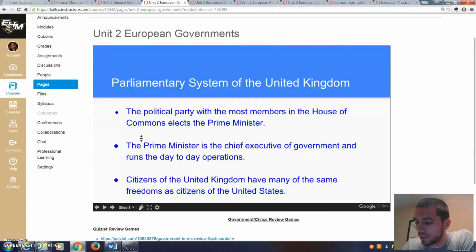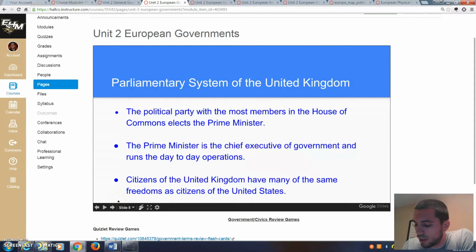Again, what title is given to the Leader of Parliament and Chief Executive of the United Kingdom? If you read, you'll see where it says the Prime Minister is the Chief Executive of Government and runs day-to-day operations. The answer will be in this sentence. So look for it there.